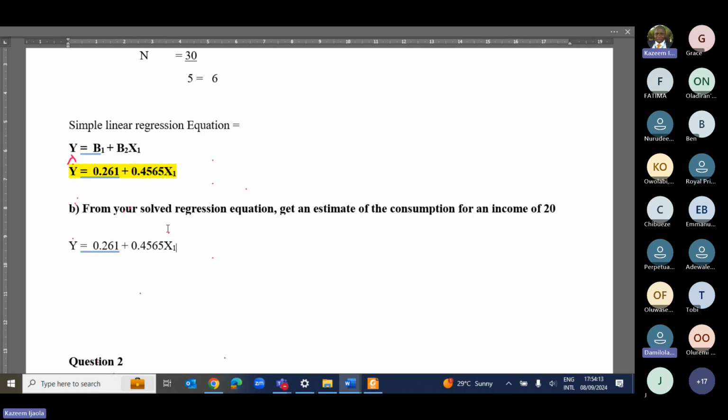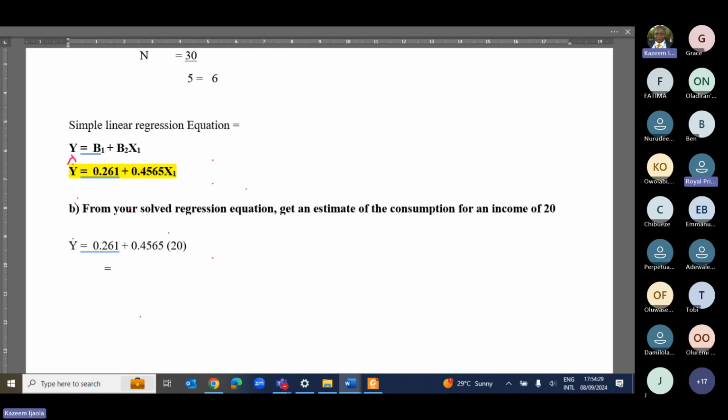Okay, let's solve these ones now. Let's solve this. From your regression relation, get an estimate of the consumption if income is 20. So in this case, if X is 20, what's going to be your consumption? Calculate it. Give me the answer. We are done with that. Let's move on to the next question.